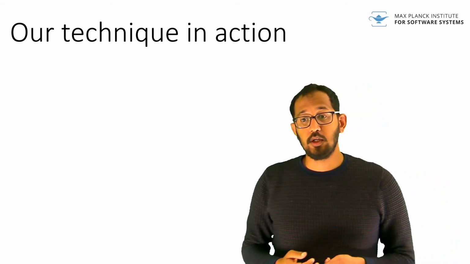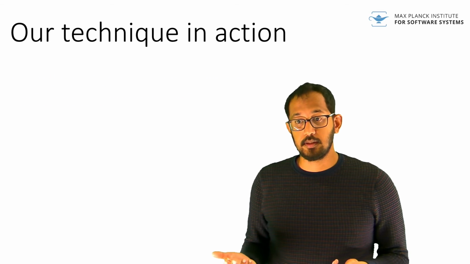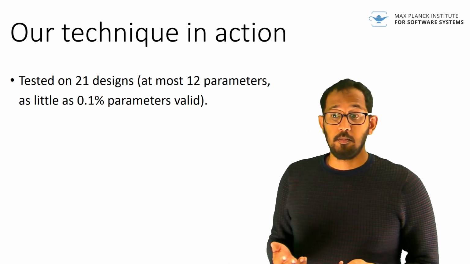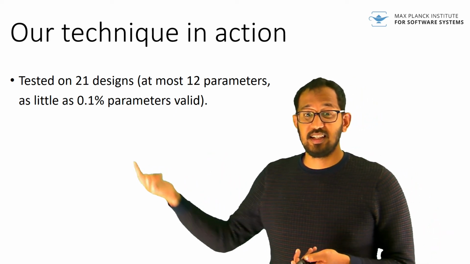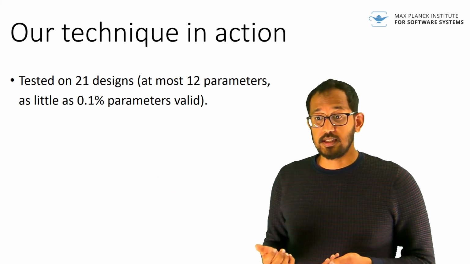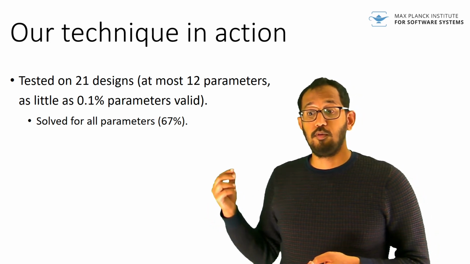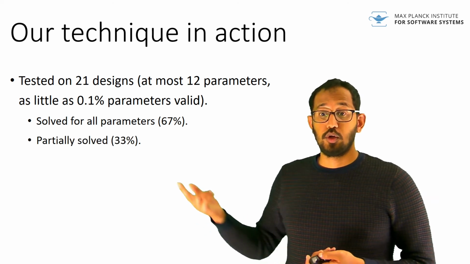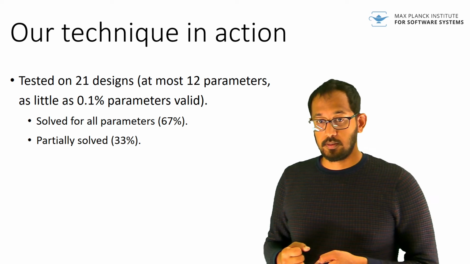We tested our technique on designs from a public dataset known as the Fusion 360 segmentation dataset. Our test set had various designs, some with as many as 12 parameters and some with as little as 0.1% of the parameter space valid. For these, we were able to successfully synthesize constraints for all parameters for a vast majority of the designs. There were a few designs which we could not solve fully. In these cases, we found constraints for some of the parameters.